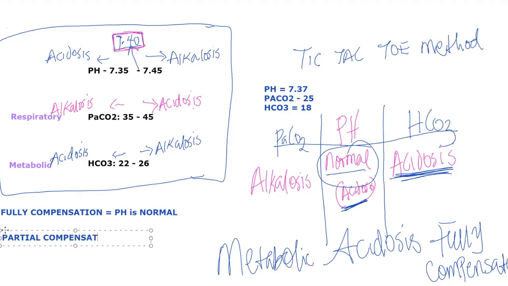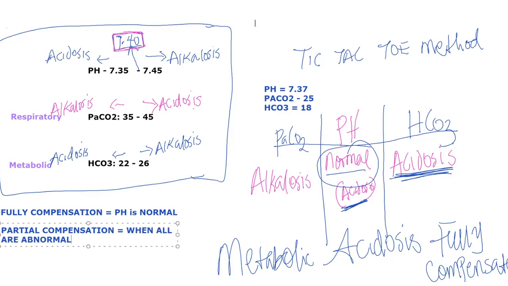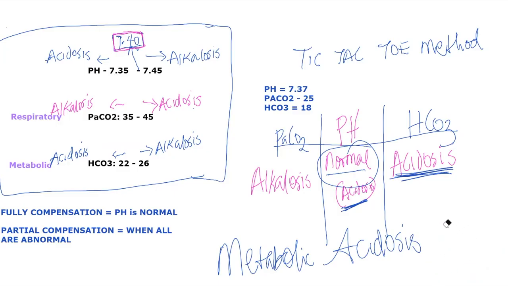We say that an acid-base imbalance is partially compensated when all are abnormal. When they are all abnormal and out of their normal range, we have a partial compensation going on because they are all trying to do something. They are all trying to solve the problem. So I will give you a visual representation of what that might look like.